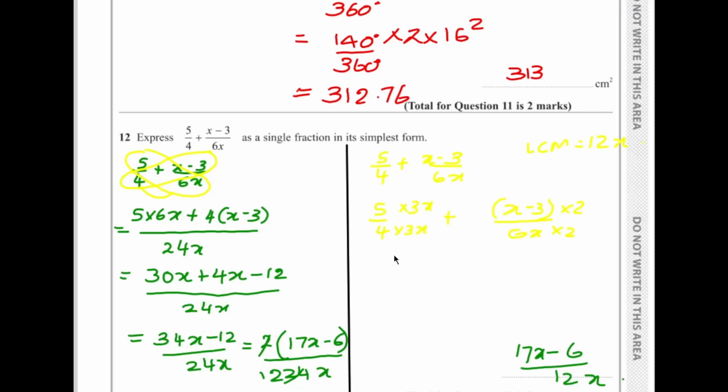Here 5 into 3x, 15x over 12x plus 2x minus 6 over 12x. Now since the denominators are same, we can simplify the numerator straight away. 12x plus 2x, 17x minus 6 over 12x. So you can pick any method out of these two. You are still getting marks.